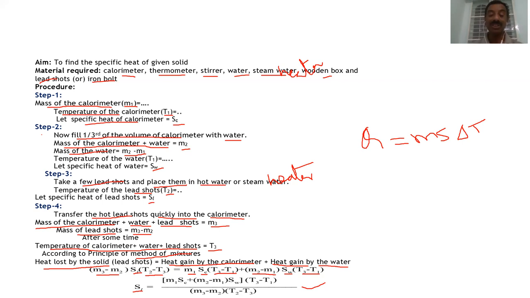Along with this, applications of specific heat and thermal equilibrium are also important topics in the chapter.